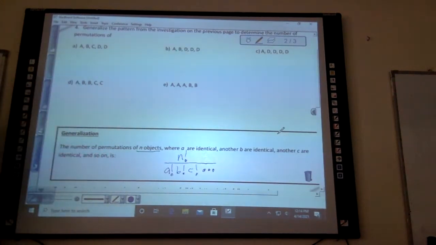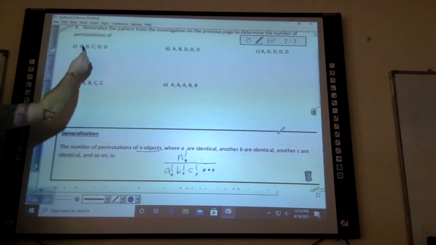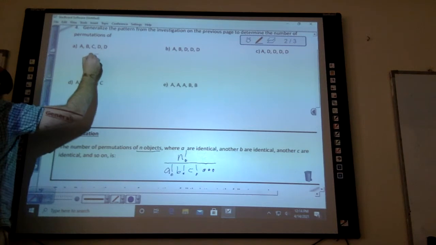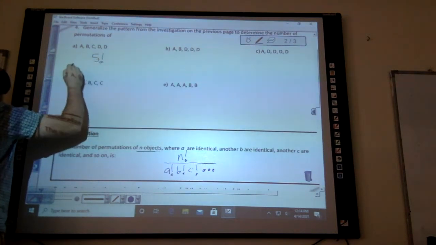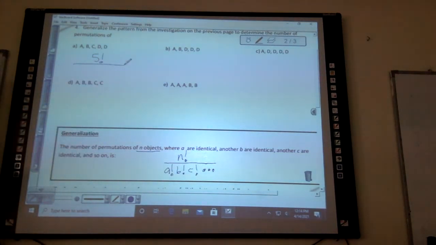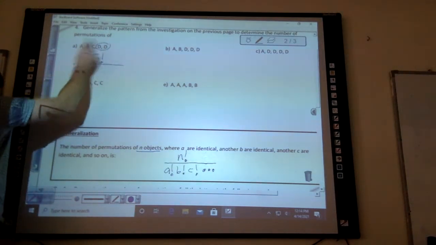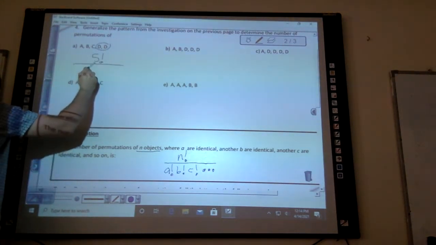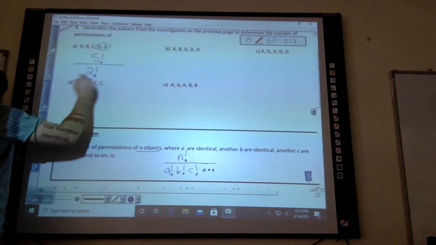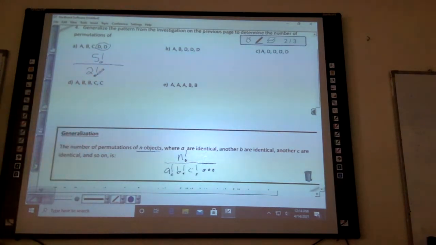So if I look at A here, I've got 1, 2, 3, 4, 5 total. So I'll put 5 factorial on the top because I've got 5 total objects. How many repeats do I have? 2. I've got 2 D's. So therefore, underneath, I'm going to put 2 factorial. And I don't do anything about the singles. We just leave those.